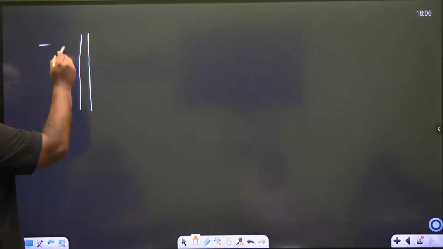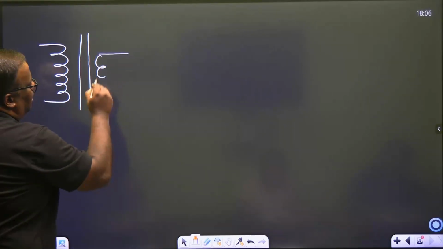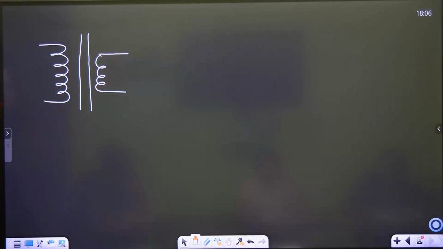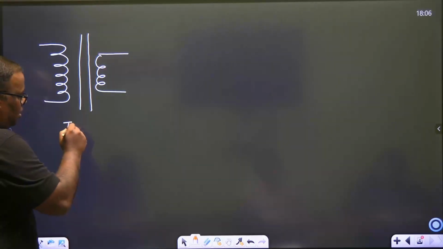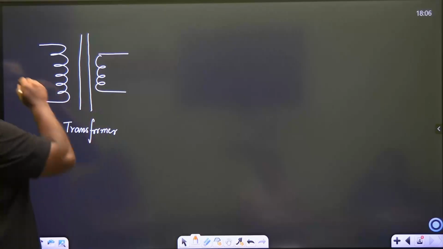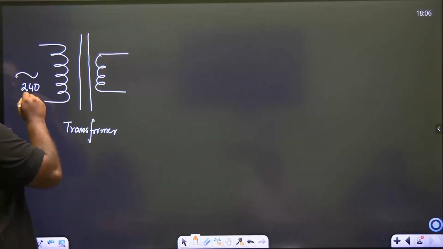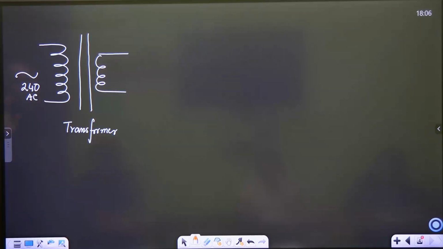Our diagram representation will have what is known as the laminated core, and this is my transformer. Let's see two different types. What is my transformer going to do? My transformer is going to take a signal of, say, 240 volts AC, and convert it into 6 volt AC. This is also pulsating.